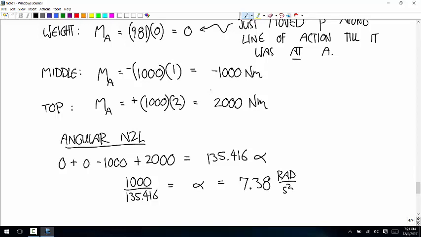So is that football player going to rotate clockwise or counterclockwise? Yep, this is positive. So yeah, anti-clockwise, counterclockwise.